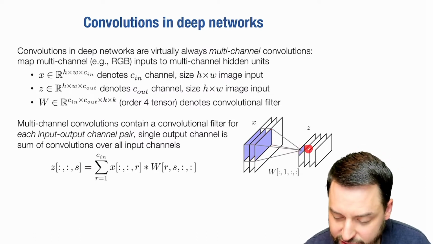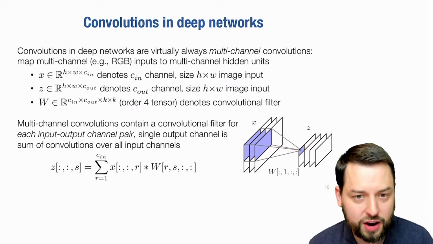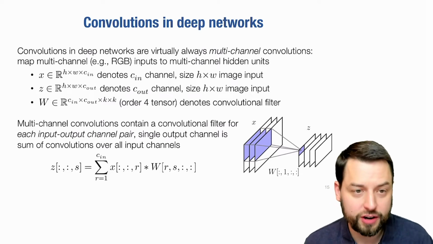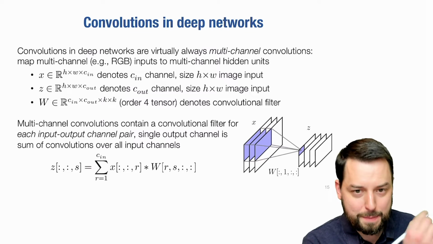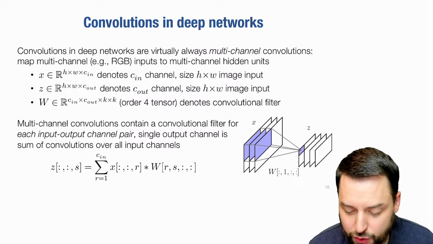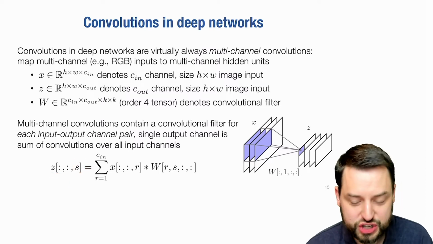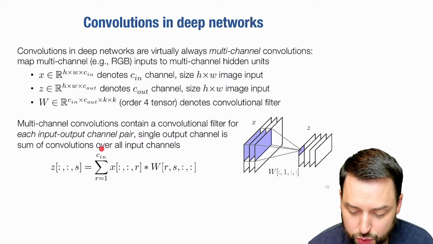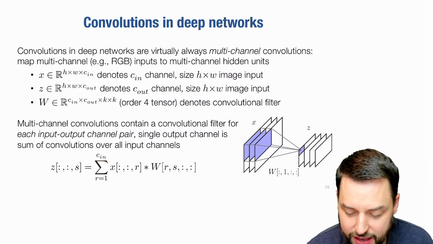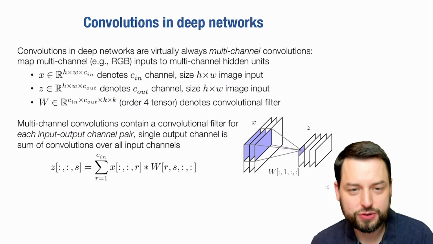If I want the next output in the next channel, I would apply the same operation to all my input channels, but with a whole other set of weights. The formal way of thinking about this, though I'll describe a better way later, is that if we want to compute the S-th output channel, it would be the sum over all my input channels, from R equals 1 to Cn, of the R-th input channel convolved with the corresponding filter. That's the mechanics of this.